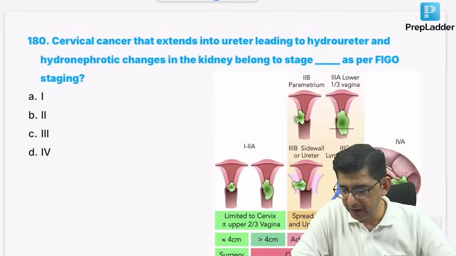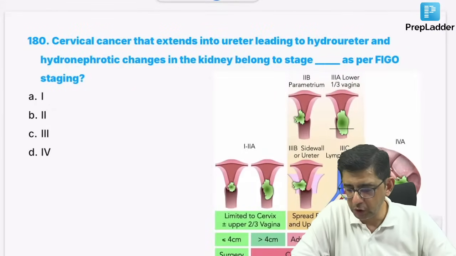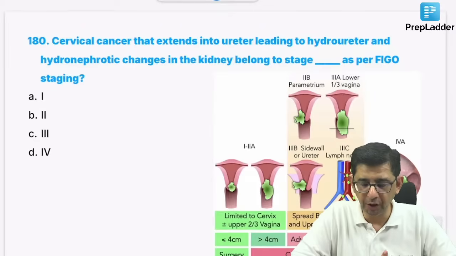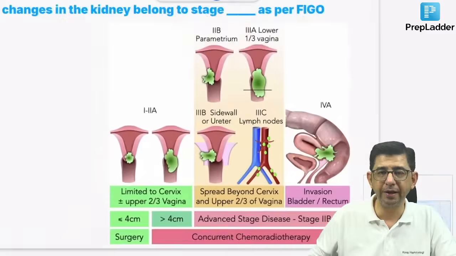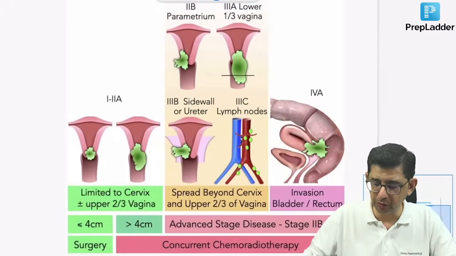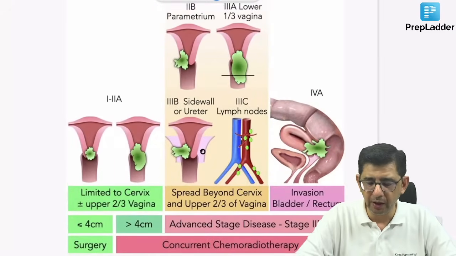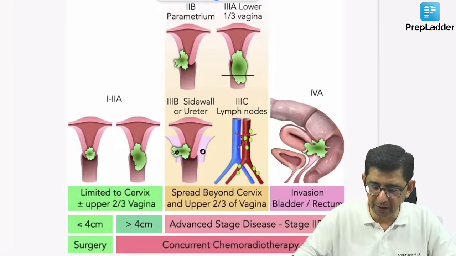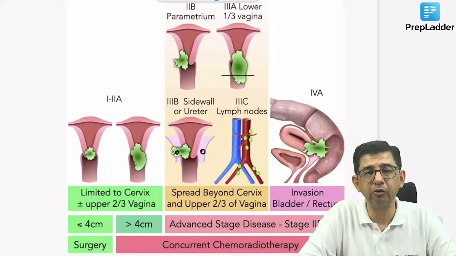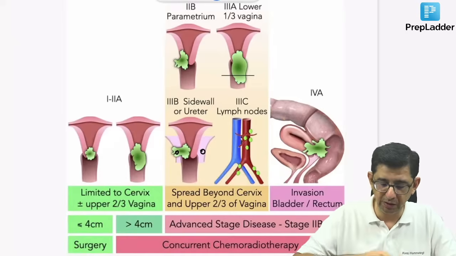Next is a cervical cancer that is infiltrating into the ureter of the patient and is contributing to hydronephrosis. So this line diagram basically makes it easier for you. The ureter would be present on the side, and this ureter is the one that is getting kinked in this particular case. So that would be stage 3. That would be again answered in this particular case.